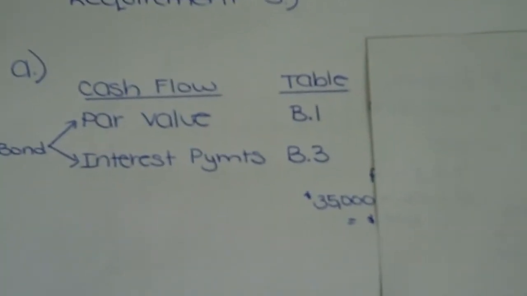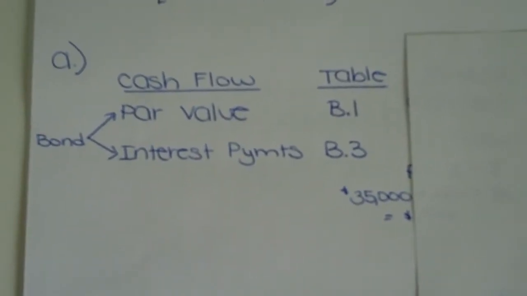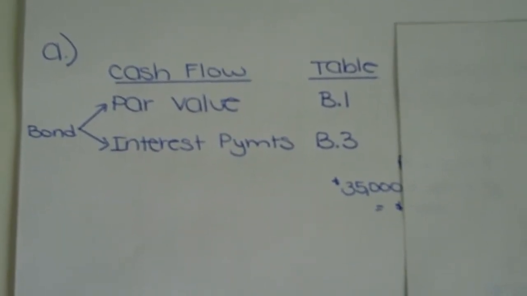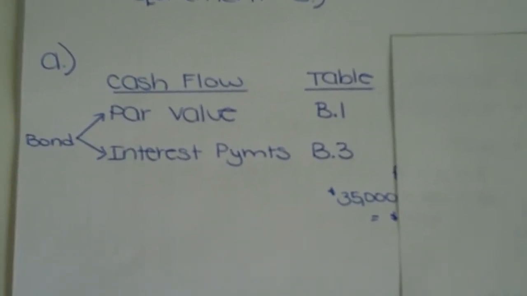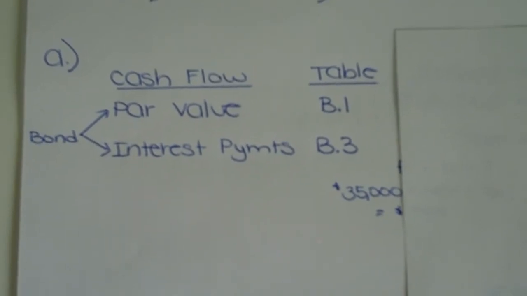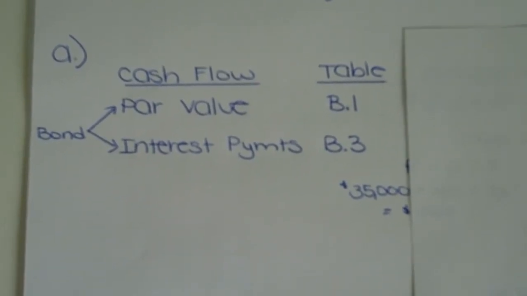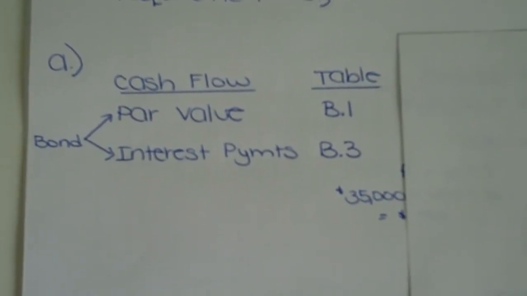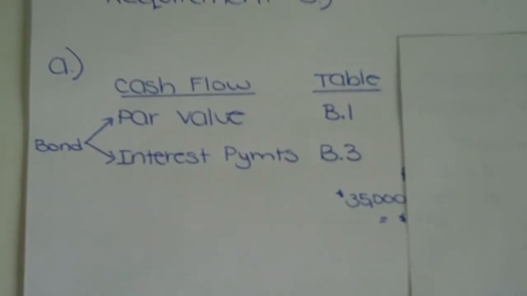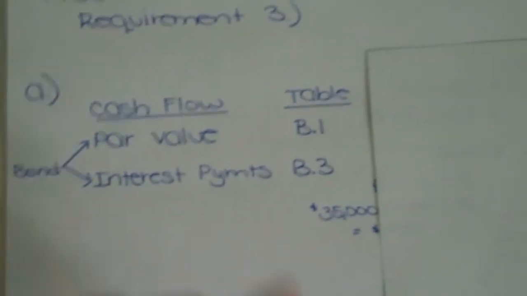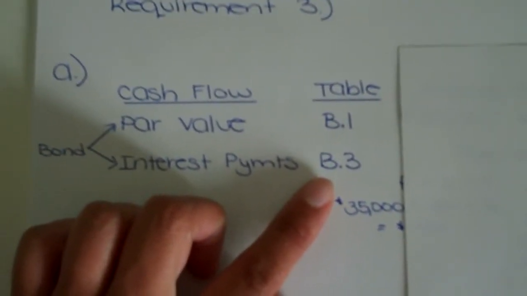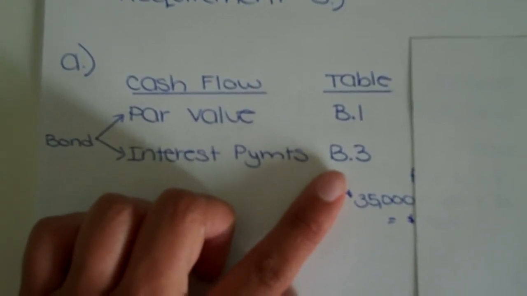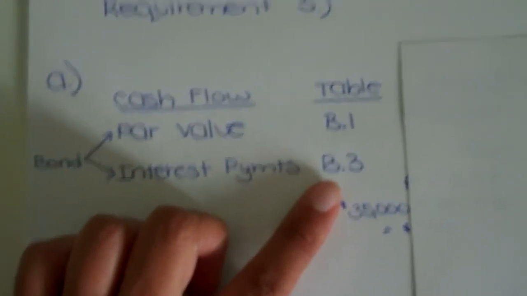In order to calculate the present value of the par value of the bond, we'll use table B.1 in your appendix, which lists the factors for the present value of one future amount. Again, since that par value is only paid once. In order to calculate the present value of the future interest payments, we'll be using table B.3 in your appendix, which is used to calculate the present value of multiple payments in the future.